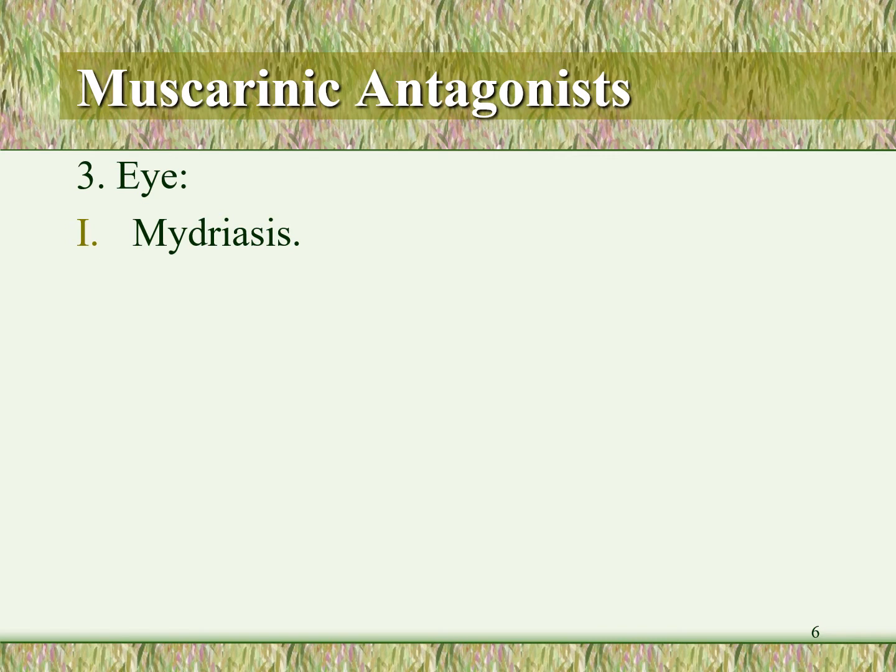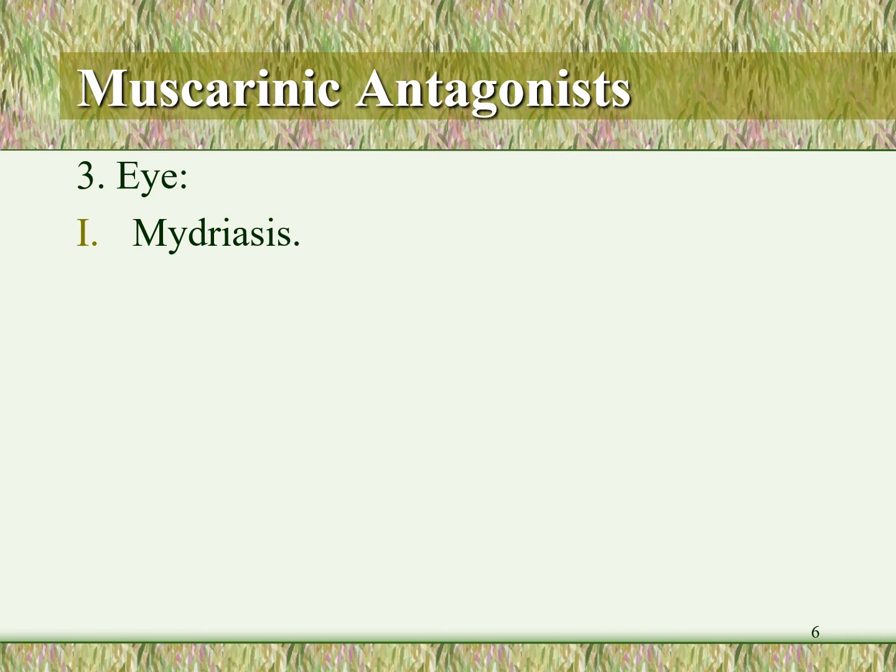As we saw in the previous lecture, miosis is produced due to the contraction of the iris pupillae muscle, the circular muscles, due to the activation by acetylcholine of the muscarinic receptors present on this muscle. The blockage of these receptors by atropine will produce mydriasis. Mydriasis is pupil dilatation. This is produced by atropine.